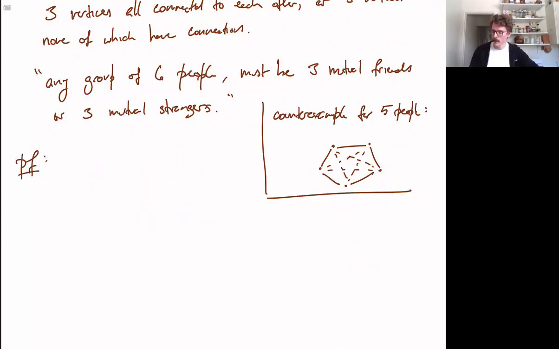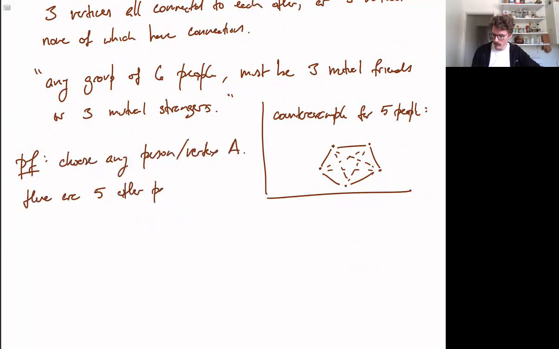So I think I'm going to prove it in this language of the people, but you can translate easily between the people and the vertices. So choose any person or vertex that we'll call A. Then there are 5 other people, and each of these 5 people is either friends with A or strangers with A.